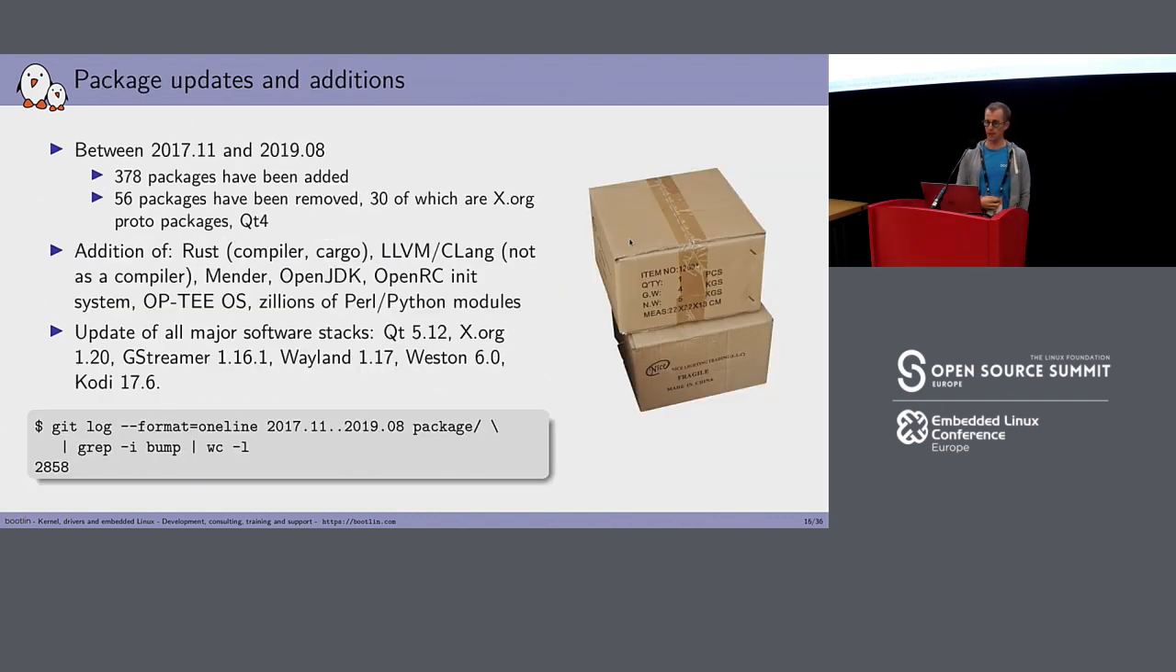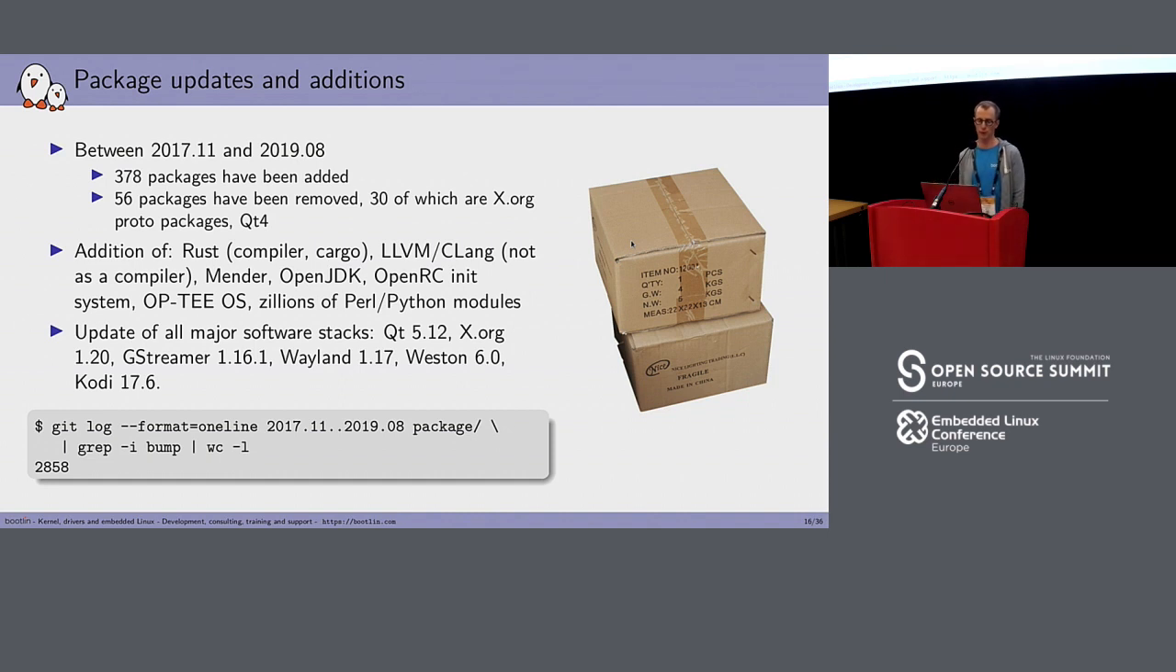In terms of package updates and additions, this is actually where most of the activity in Buildroot occurs. Maintaining this set of 2,500 packages is a lot of work and requires contributions from a large number of people. But it's mostly pretty boring, right? It's just new packages being added to support another Python module or updating packages here and there. So I tried to extract a few highlights of that.